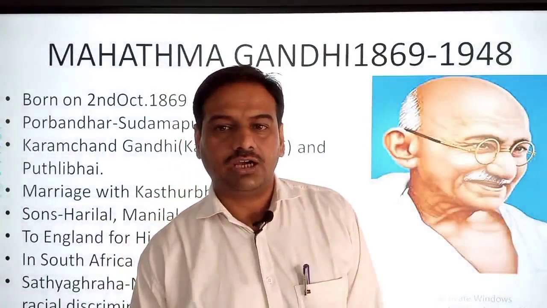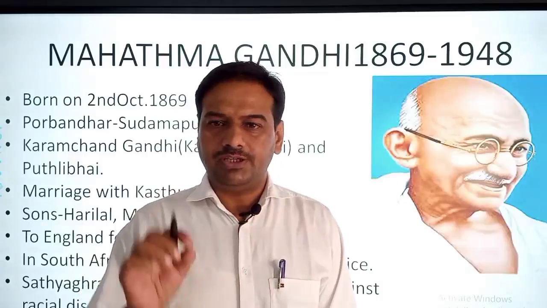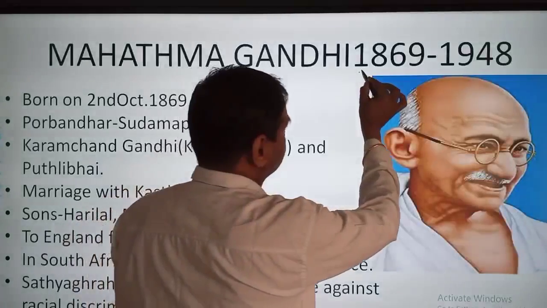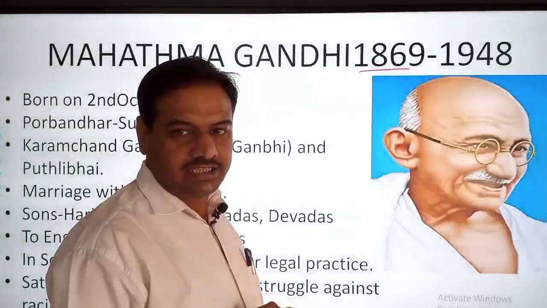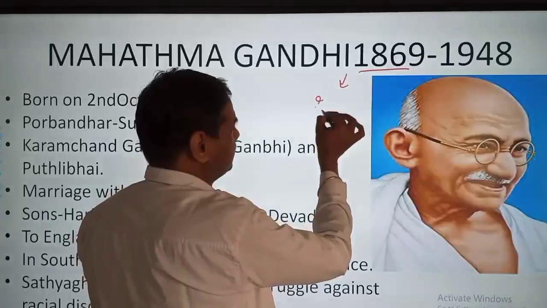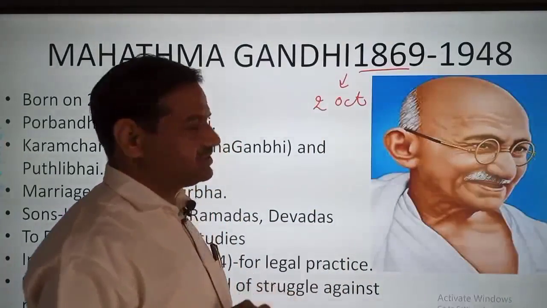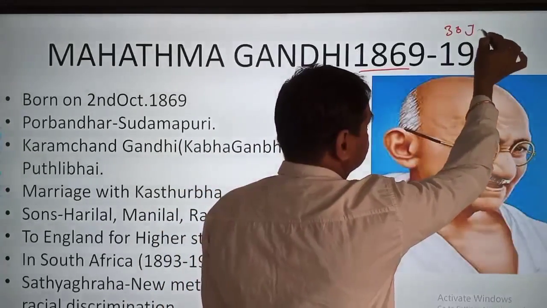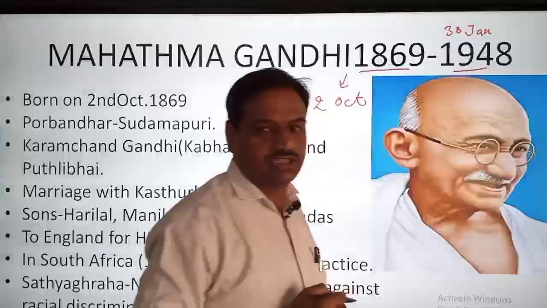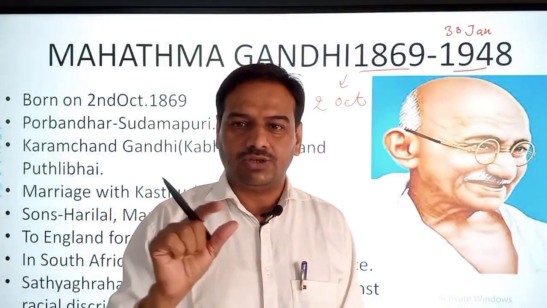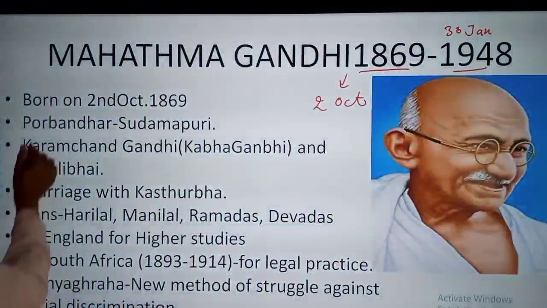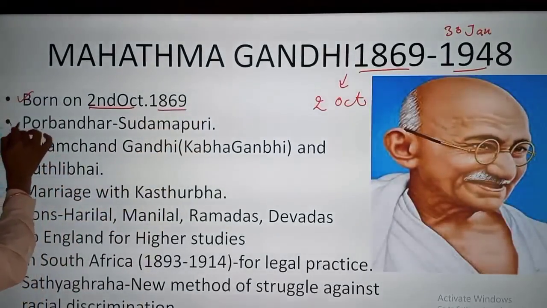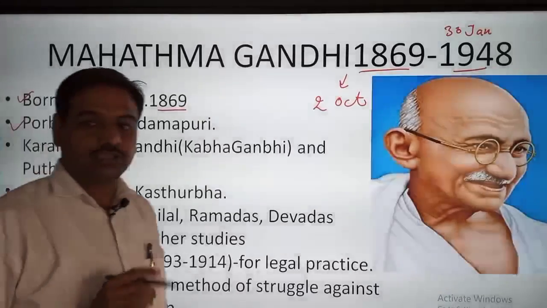Now, we will talk about Mahatma Gandhi. So here I will give you a brief life sketch of Mahatma Gandhi. Mahatma Gandhi was born on 2nd October 1869, and he died on 30th January 1948. He was assassinated by a person, that is Nathuram Godse. So first of all, he was born on 2nd October 1869 in Porbandar, in Gujarat.